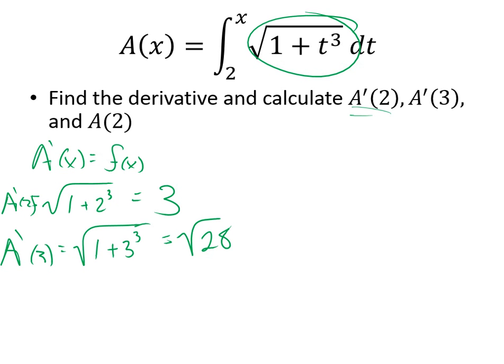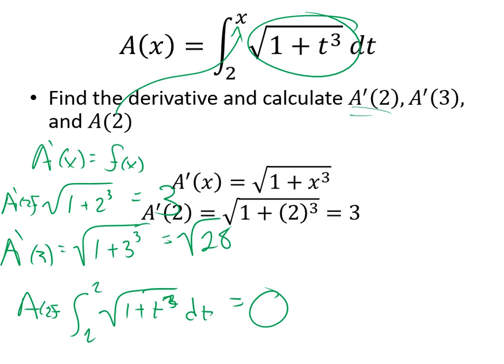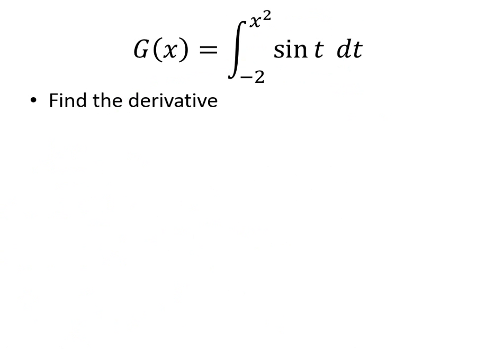Now for the last one, we're going to take this 2 and plug it in for x, and then do the integration. So A of 2 is the integral from 2 to 2 of 1 plus t cubed dt. If you remember, if the initial point and the endpoint of our integration are exactly the same, it always equals 0. That's what we have for these.